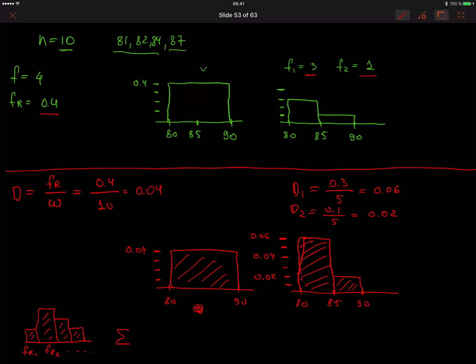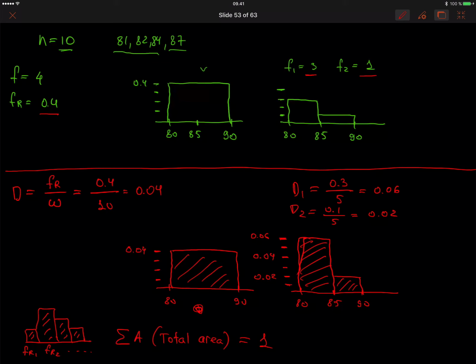So the total area of all bars. We know that the area of each bar is a relative frequency. If we take the sum of all relative frequencies, we'll get 1, because it's 100 values. So the total area of all bars in the density distribution is always equal to 1. And that's another important property of the density distribution.